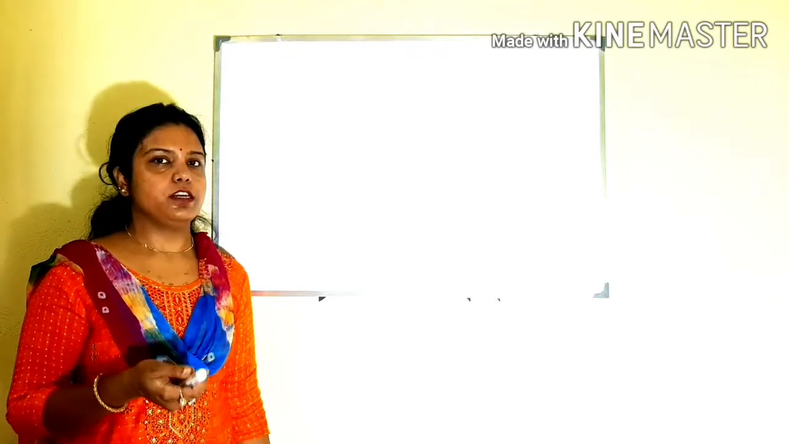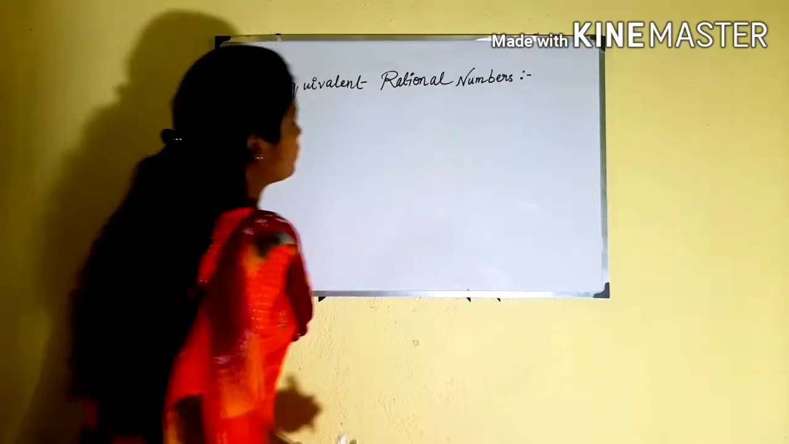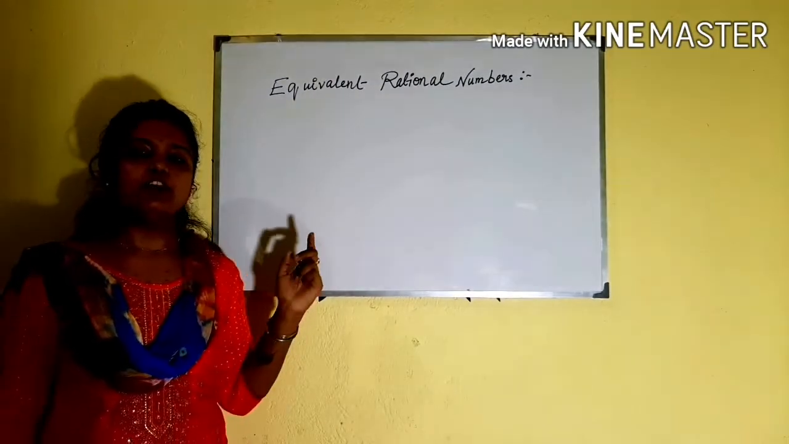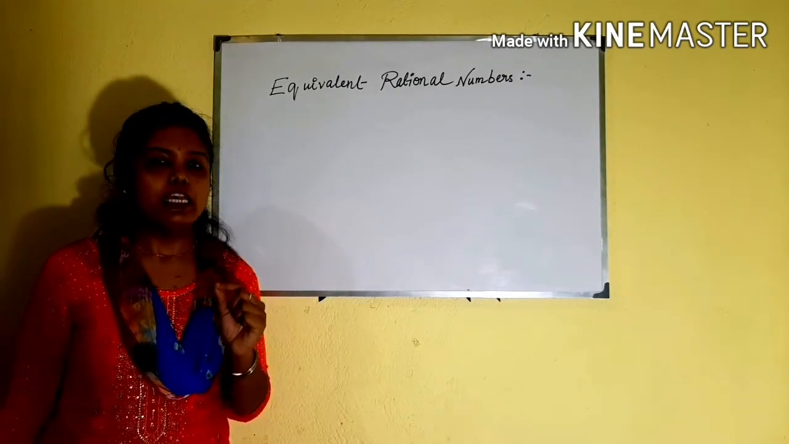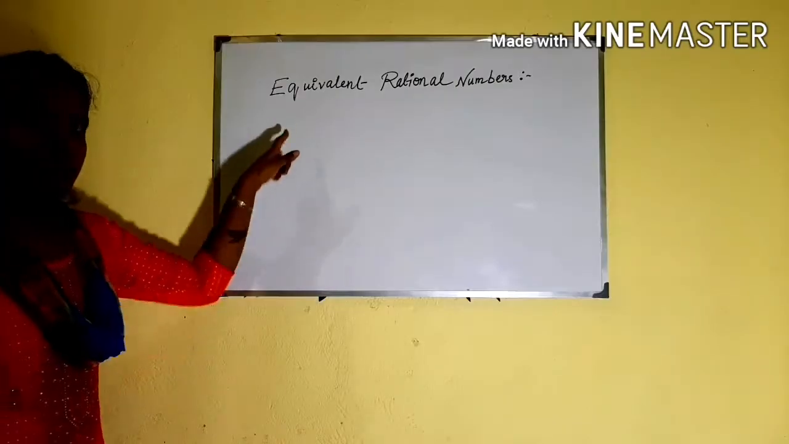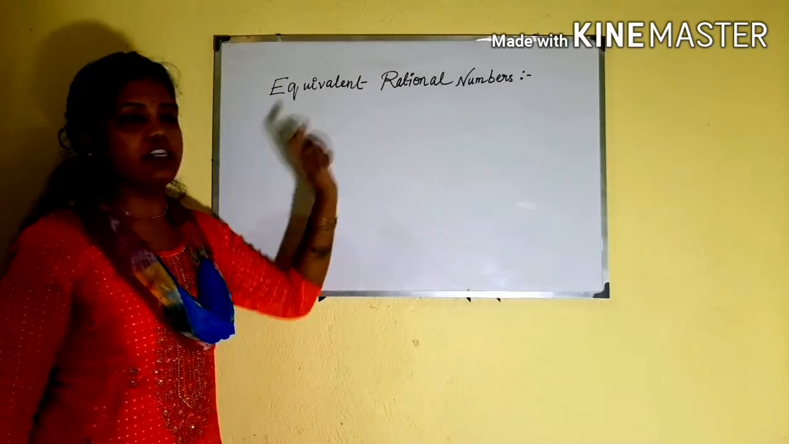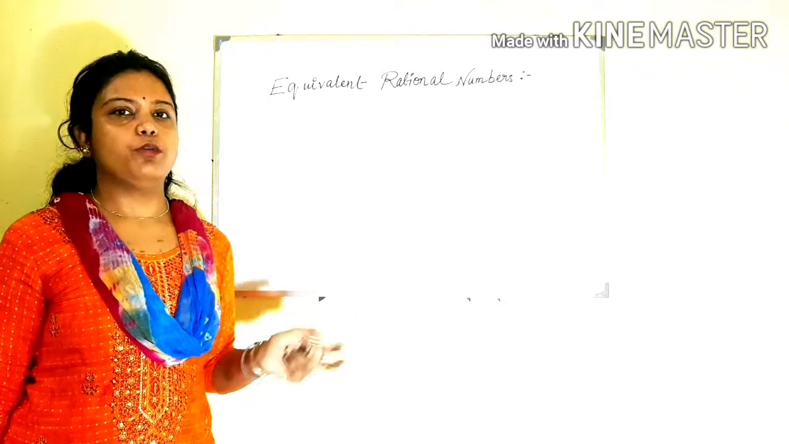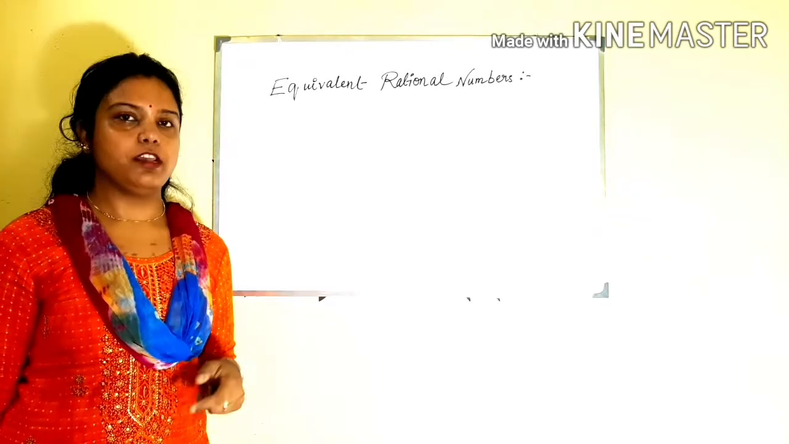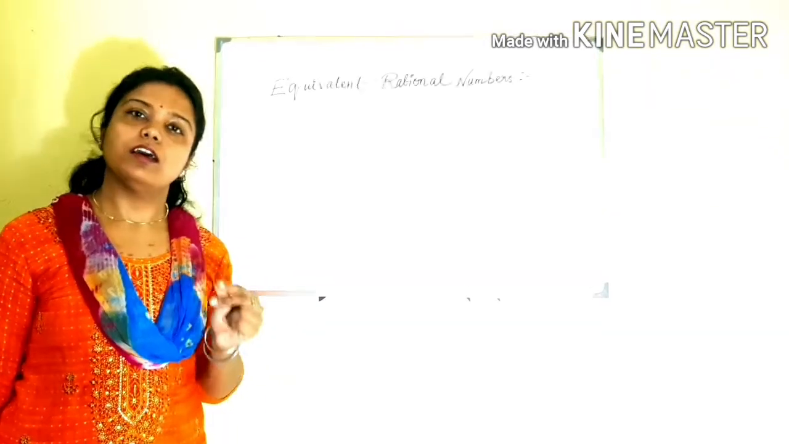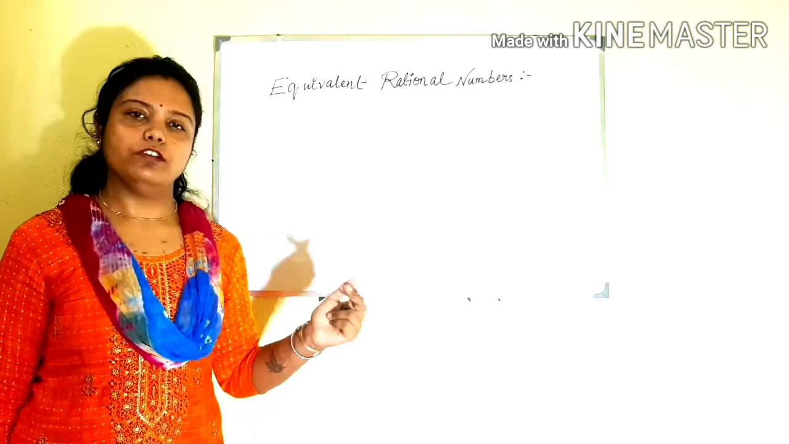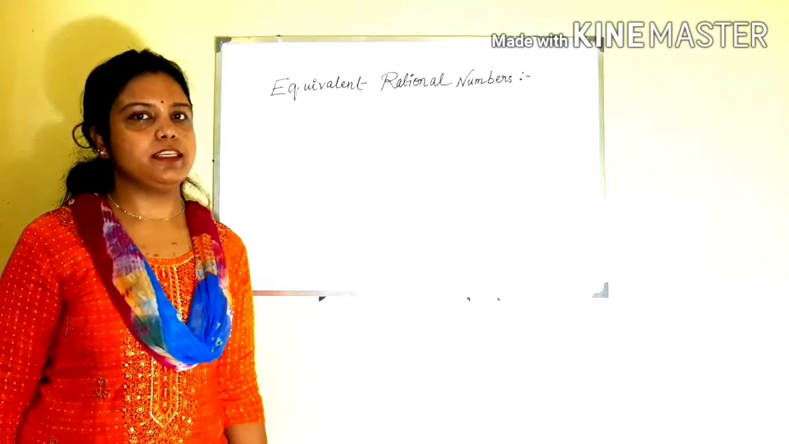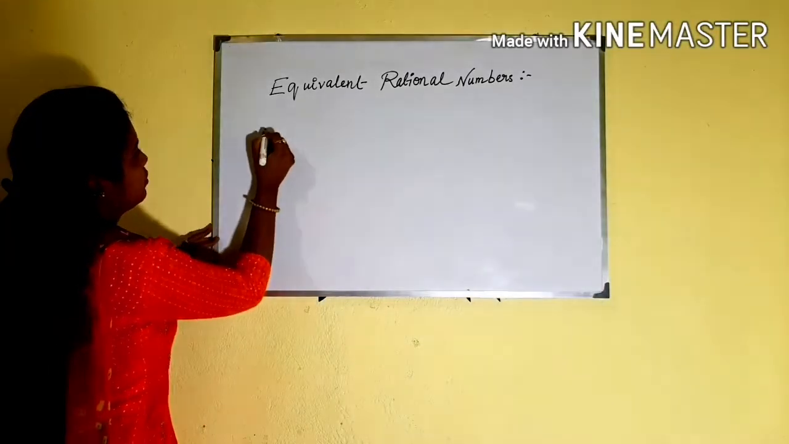Now, coming to equivalent rational numbers. We can get equivalent rational numbers by multiplying by a non-zero integer. We are going to get equivalent rational numbers by multiplying a non-zero integer with the numerator and the denominator of a rational number. Let's see one example. It will be clear to you.